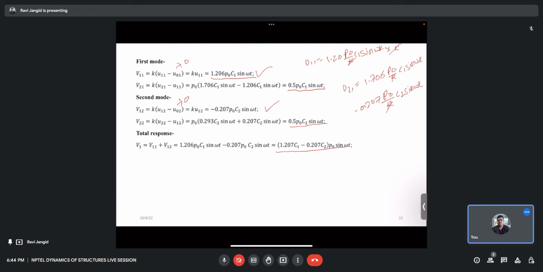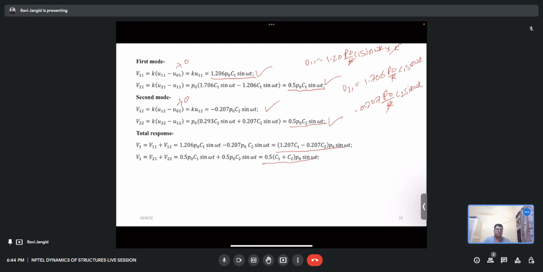Now for the V2 total response, that is V21 plus V22, that is 0.5 P naught C1 sine omega t, this one, and this one. So 0.5 comes out of the bracket. That is 0.5 (C1 plus C2) P naught sine omega t. So that would be V2, not V1. Okay, so this is the total response.